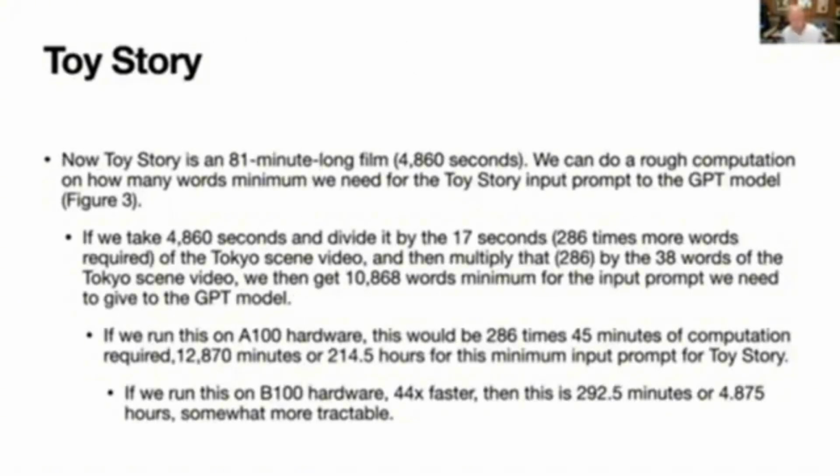So now Toy Story is an 81-minute long film, 4,860 seconds, and we can do a rough computation on how many words minimum we need for the Toy Story input prompt to the GPT model. If we take 4,860 seconds and divide it by 17 seconds, that's 286 times more words required of the Tokyo scene video, and then multiply that 286 by the 38 words of the Tokyo scene video, we then get 10,868 words minimum for the input prompt we need to give to the GPT model.